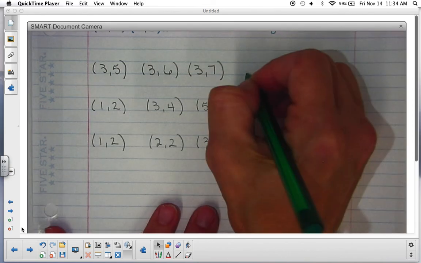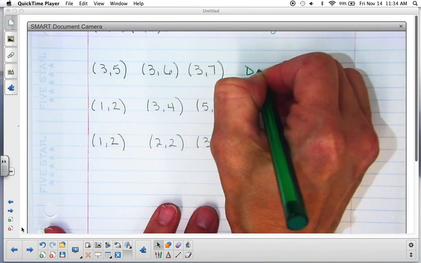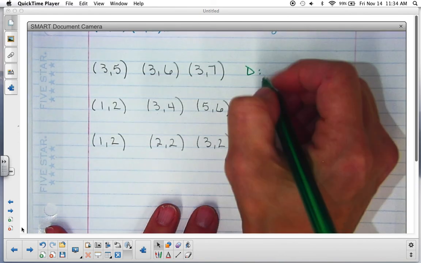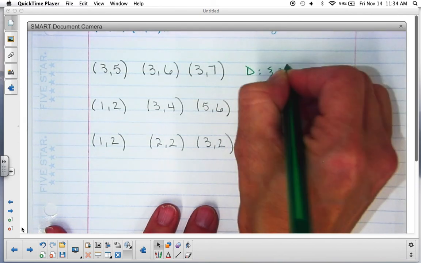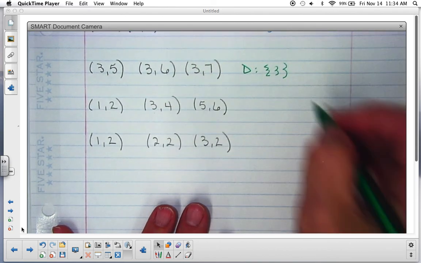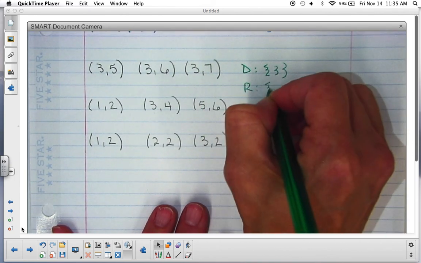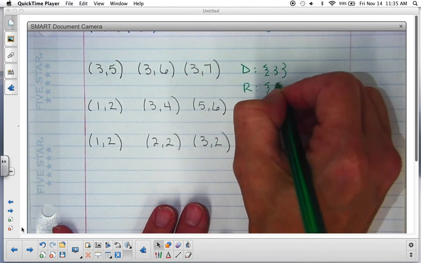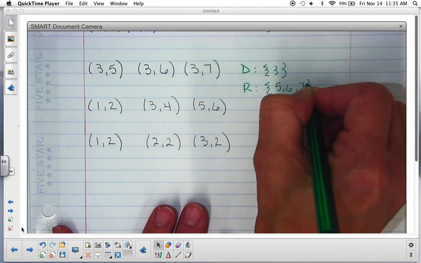My domain for this example is just 3. There's only one element in there because all of the x's are 3. You don't need to list it 3 times. My range, though, the y values, are just 5, 6, 7.